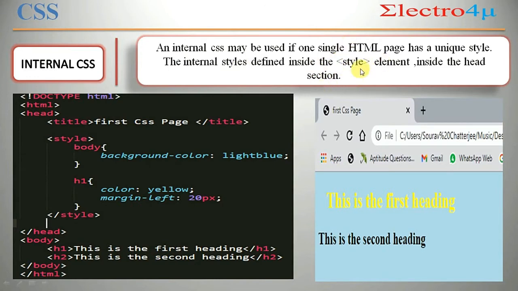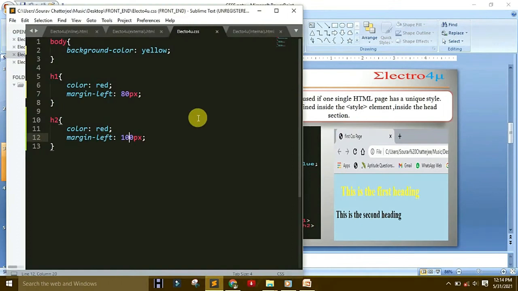Okay, the style element. Inside the head section, as you already saw, the style sheet is there. On that style sheet some changes are there, and this is the HTML. This is the first heading, this is the second, same as that. And what is the output? Okay, if you want, I'll show you.